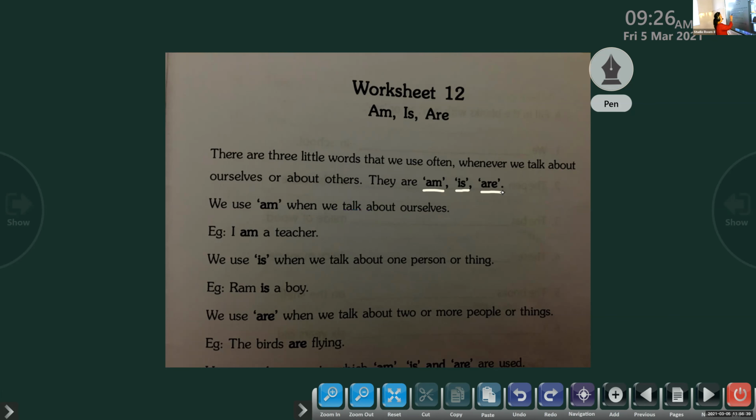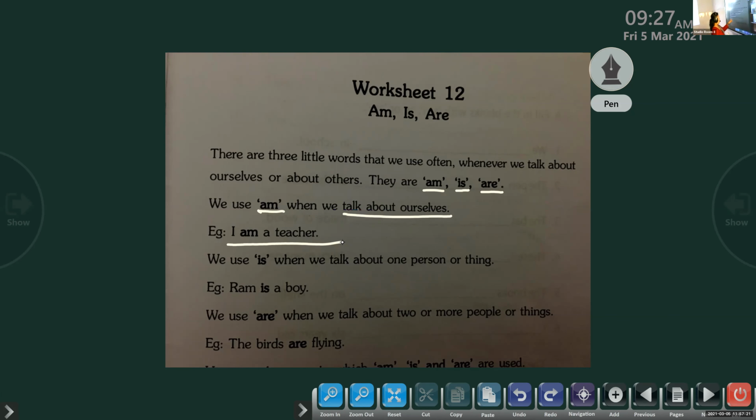We use am when we talk about ourselves. For example, if I want to say something about myself, I will say that I am a teacher. Wilfred, what would you say about yourself? I am a boy. Very good. I am a good boy. I am a student. You can say anything you wish, but make sure you use am when you speak about yourself. Well done, Wilfred. Thank you.